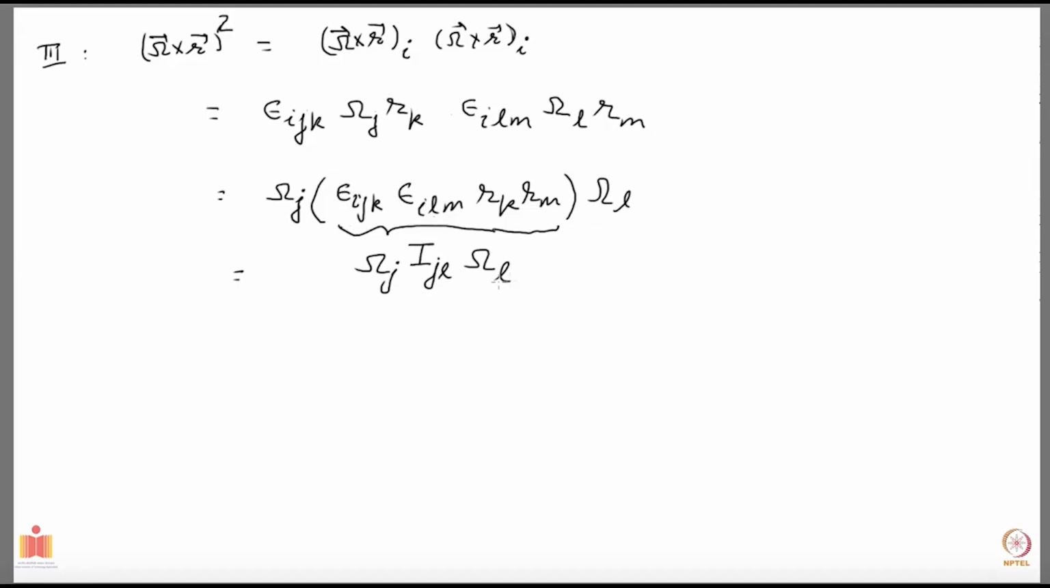Now I want to know more about what I_jl is. Let's look at I_jl, as I've defined, and let me use one identity. I'm sure you are aware of it, but let me write down ε_ijk ε_ilm. So these are two Levi-Civita tensors, and the first index in both is contracted. So this is a quantity which has only 4 indices and not 6.